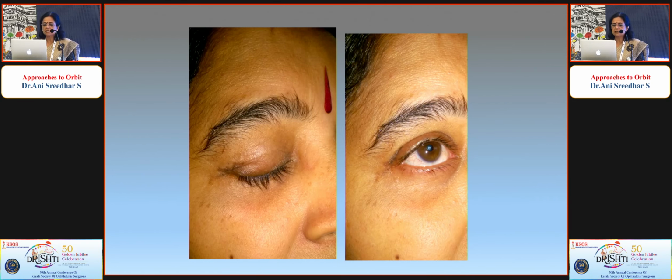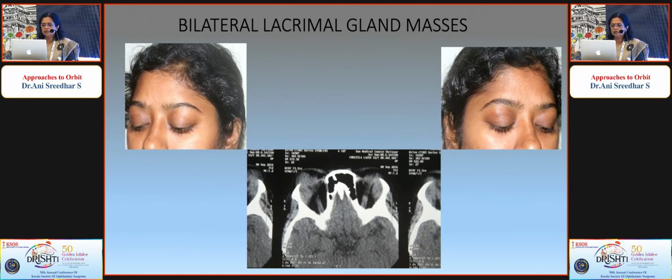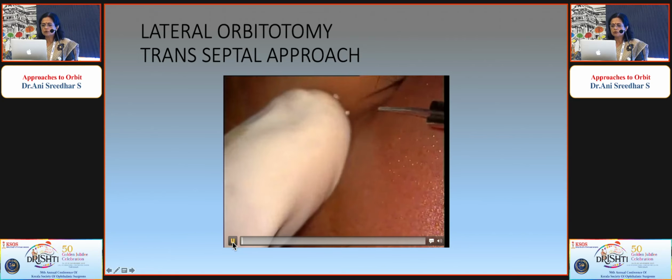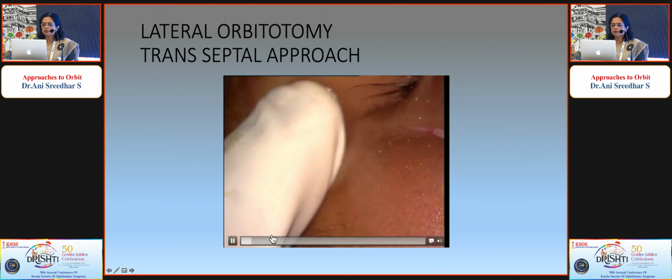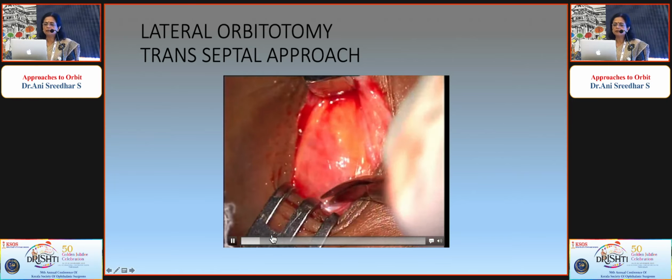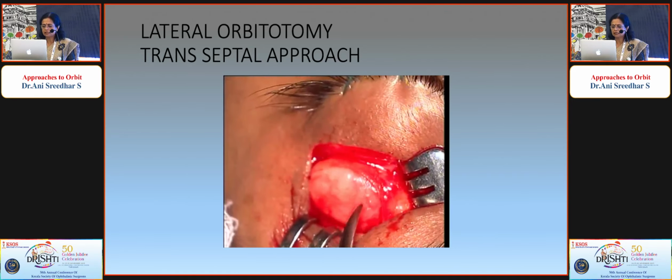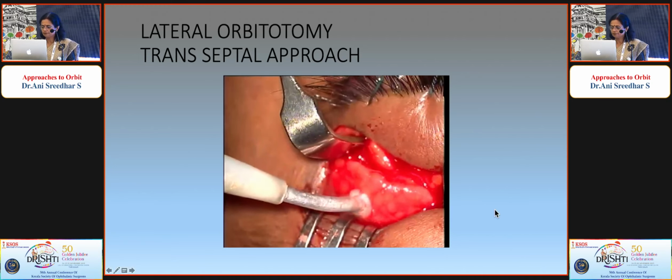So you can see the scar sitting very nicely in the lid crease. If you have bilateral lacrimal gland masses, you just need to biopsy. You can go through the transseptal route, where you need not cut away the bone, do not punch the bone. You can just make an incision in the septum, the lacrimal gland will prolapse out.